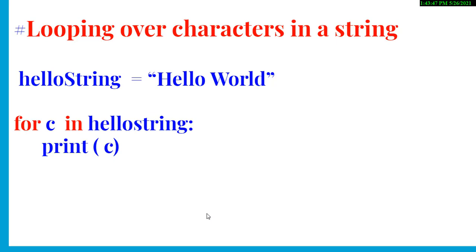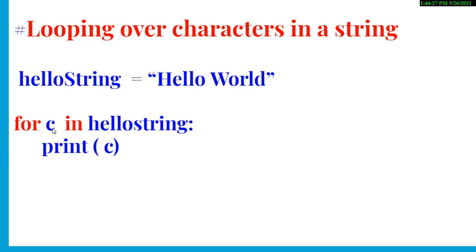The first one is called looping over characters in a string. We have taken one example where we have written hello string. This hello string is a sequence that has been taken, which is equal to hello world. When we adopt the for loop for this, hello world will come in steps, in a sequential manner, as H E L L O W O R L D.